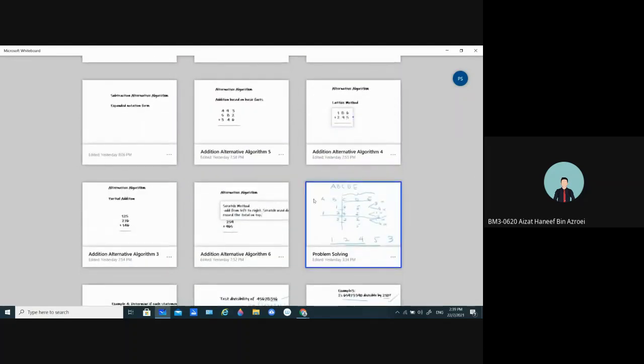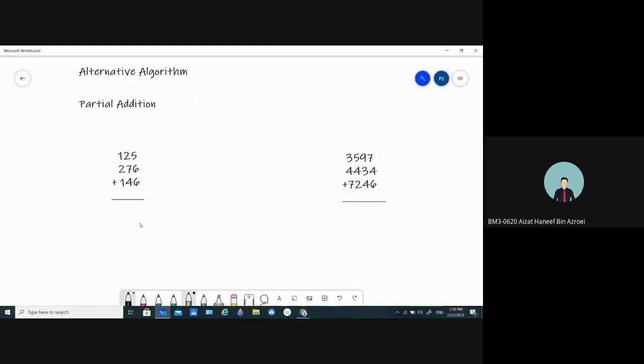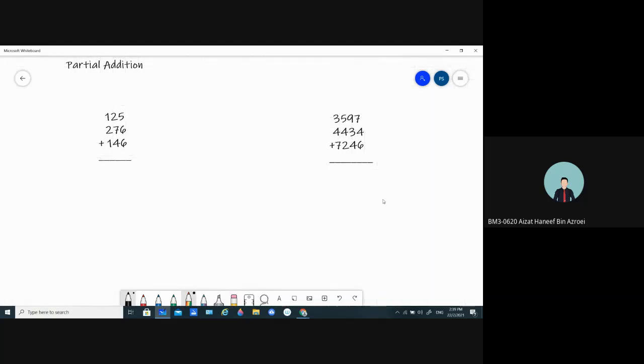Okay, let's go to the next one, partial addition. This is for either 2 numbers, 3 numbers, or any number of numbers, okay? So when we do partial addition, like in this first example here, we have 3 numbers. So we start by adding the ones. So 5 plus 6 plus 6 is 17, right? So we only add the ones and we write the answer here, 17, okay?